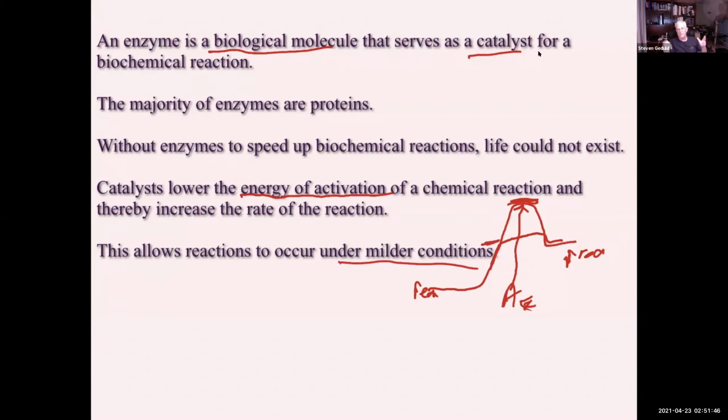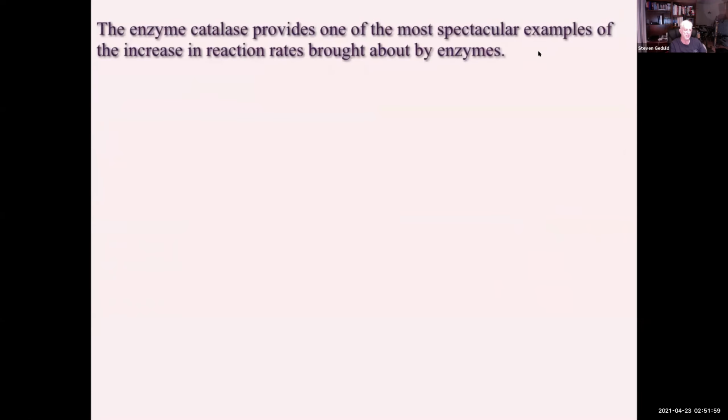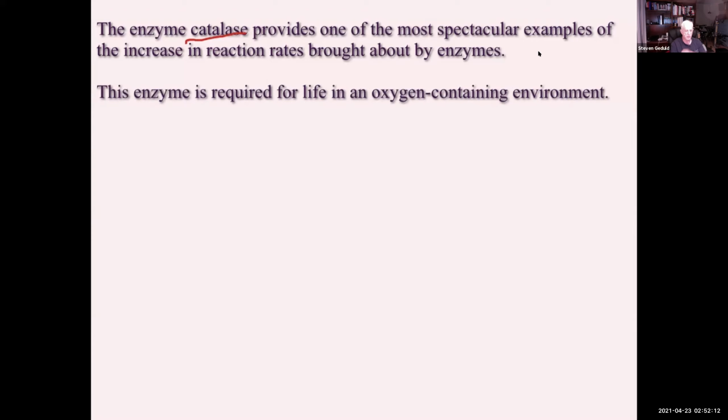In the chemistry lab, all we do to speed reactions up is what? Just crank up the heat. Reactions go a lot faster. We can't do that in the body. We can't boil our blood to make it run faster. Doesn't work that way. So the enzyme catalase is one of your enzymes. It provides one of the most spectacular examples of the increase in reaction rates brought about by enzymes. This enzyme is required for life in an oxygen-containing environment, like what we have.